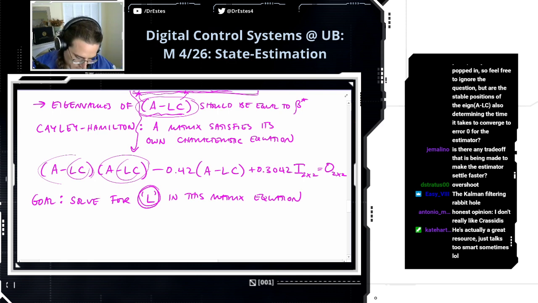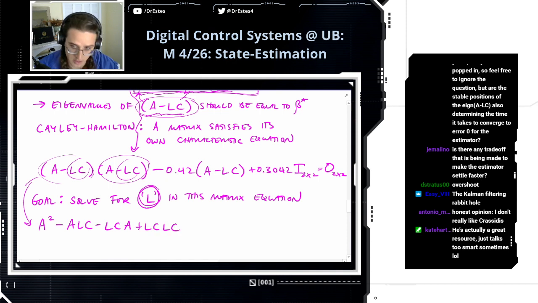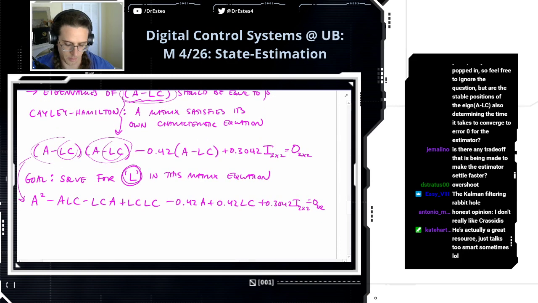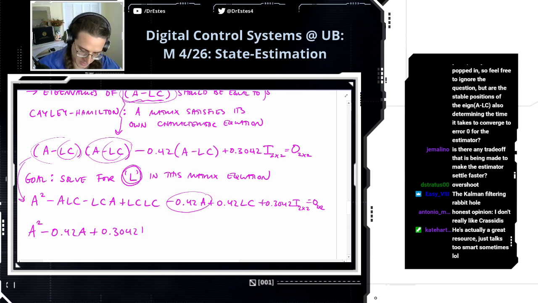Okay, so let's multiply this out. We're going to distribute. So I'm going to have A squared minus ALC minus LCA plus LCLC minus 0.42A plus 0.42LC plus 0.3042I. So I just expanded everything out. And then I'm going to organize the terms in a slightly different way. I'm going to keep this A squared out in front. I'm going to do minus 0.42A, which came from over here. And then I'm going to have this term that multiplies the identity matrix.